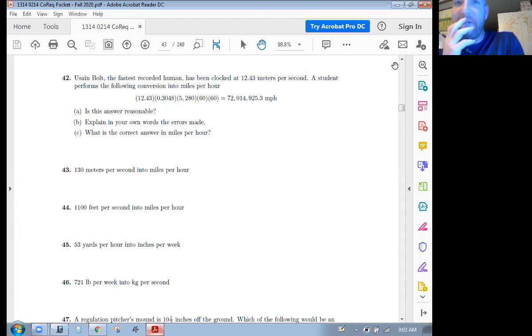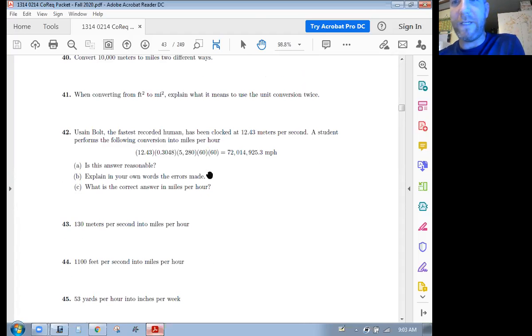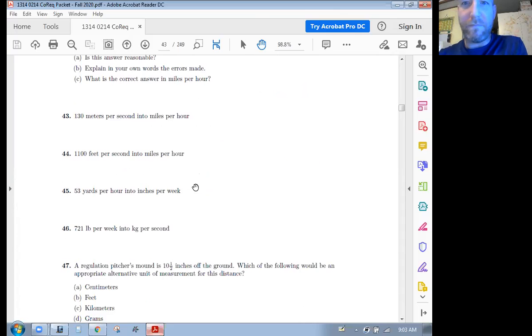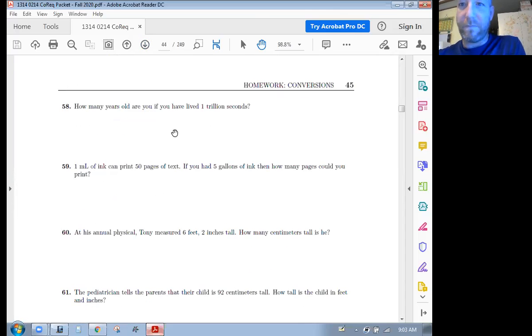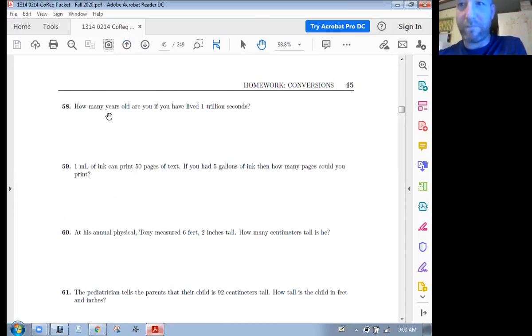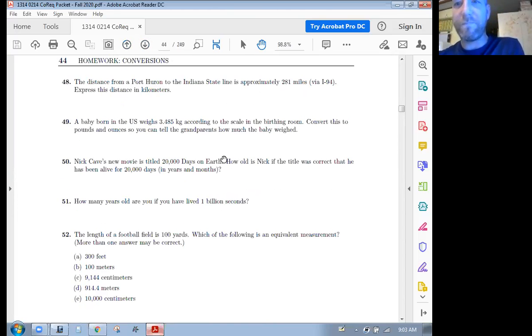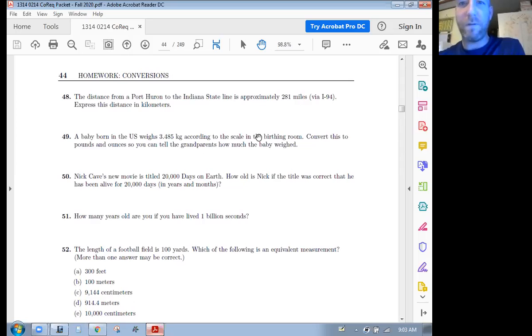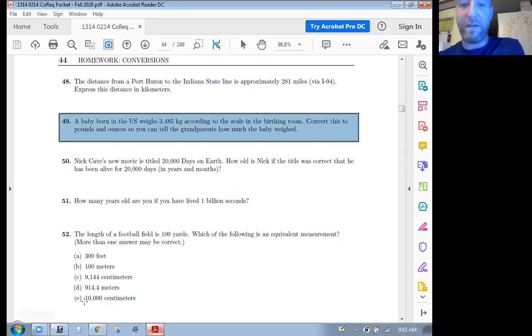All right, so last time we left off on page 43 on Usain Bolt here. This section on unit conversion has four more pages of homework. I vote we don't do all of them so that we have time to cover the other sections. So let's pick out like every third one or so. Number 49 here.